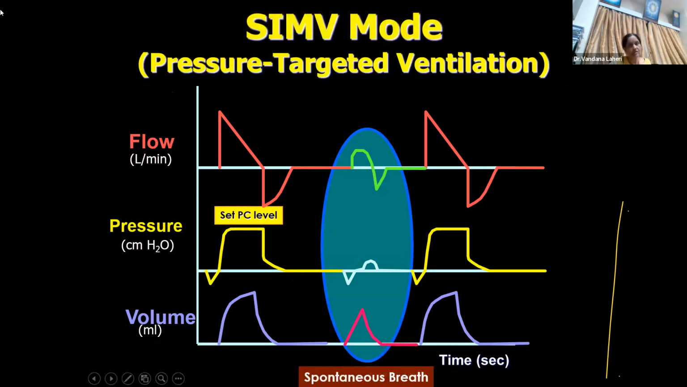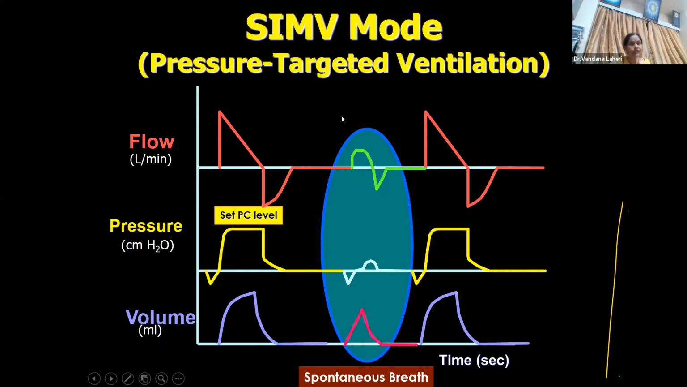Now what is this? Can you see? The patient is triggering here. So definitely it's an assist mode. Pressures are constant here. So these two breaths are pressure control modes. Decelerating flow. Suddenly something has happened.